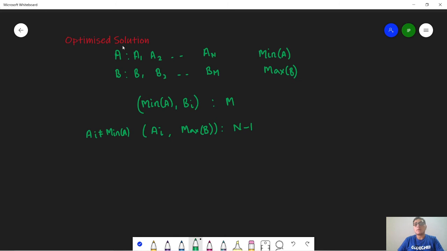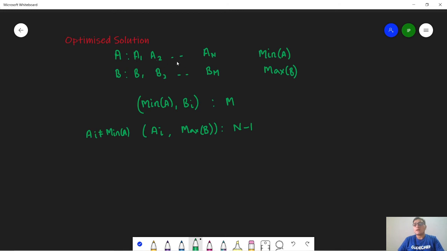Now let us look at an optimized solution of the above. In the above solution, we take the arrays A and B, sort them, then we take the first element of A and pair it with all the elements of B. And then we take the largest element of B and pair it with all the elements of A except the first one. So we get n plus m minus 1 pairs.